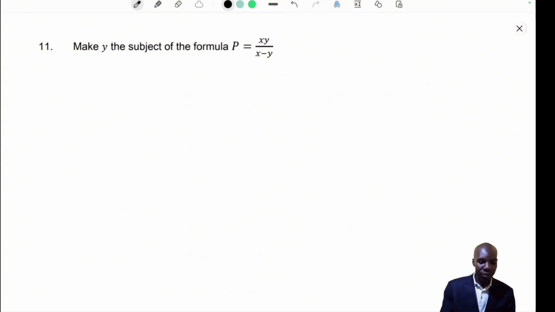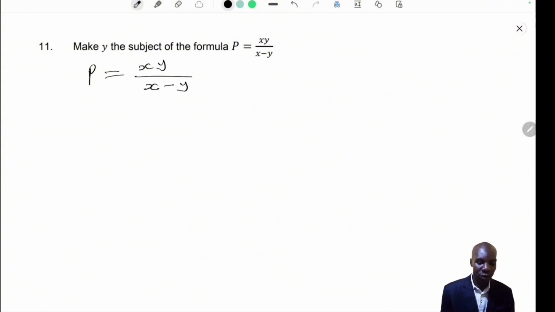Number 11, make y the subject of the formula. Make y the subject of the formula. Number 11, make y the subject of the formula. We are given p equals xy over x minus y.